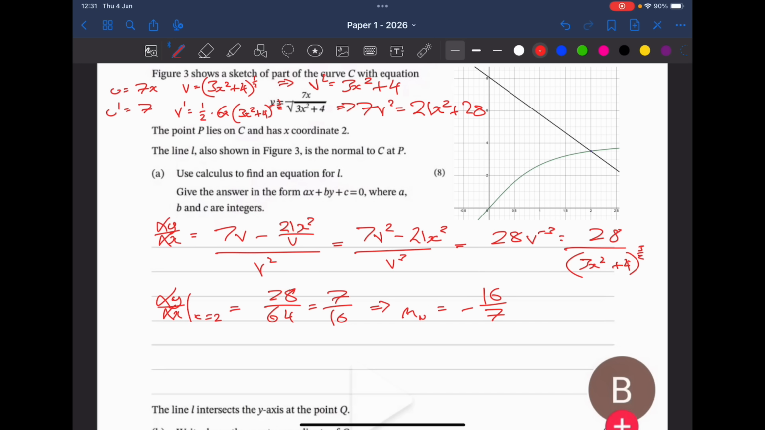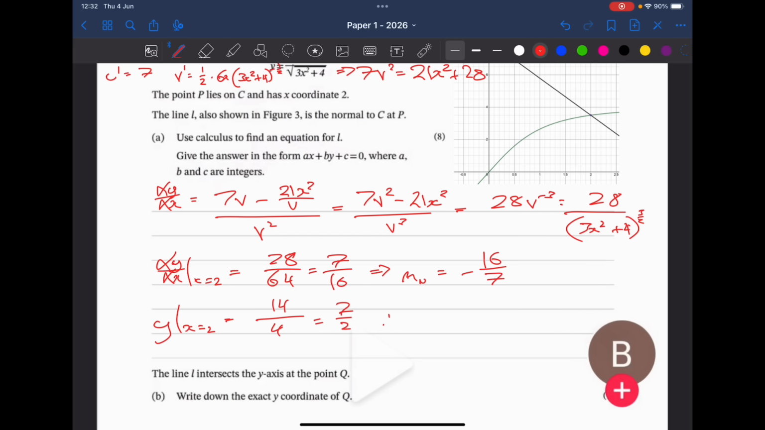And now we need to find the y coordinate. So if we evaluate y when x is 2, what do we have? 7x is going to be 14. And this is a similar thing: 2 squared is 4, times the 3 is 12, plus a 4 is 16, square root that is going to be 4. So this is 7 over 2 for the y coordinate. So therefore, the equation of this normal is y take away the y value, 7 over 2, is equal to the gradient, minus 16 on 7, times x take away the x coordinate of 2.